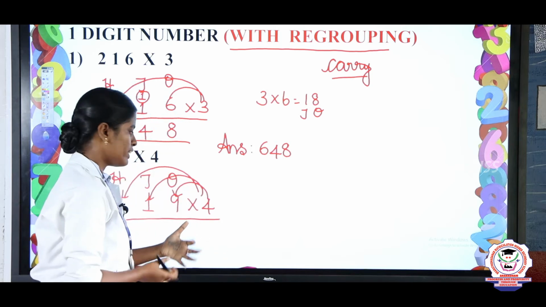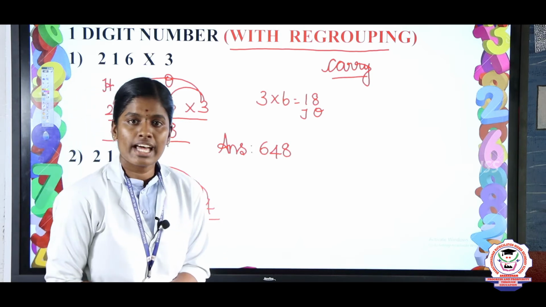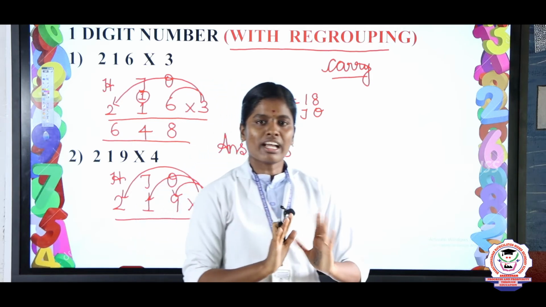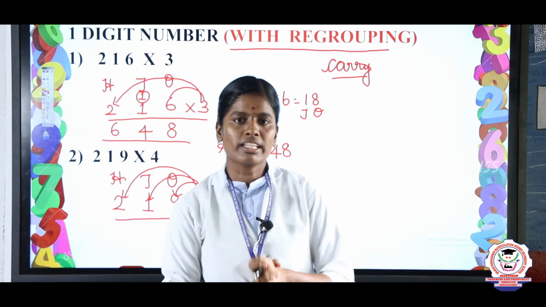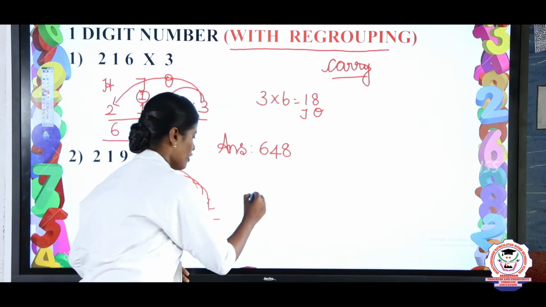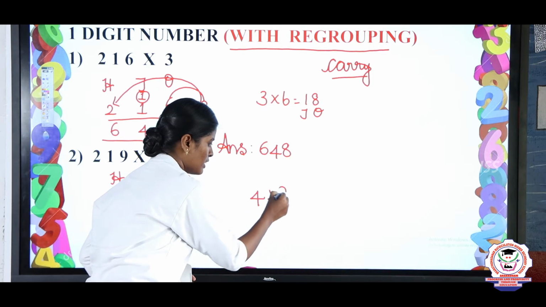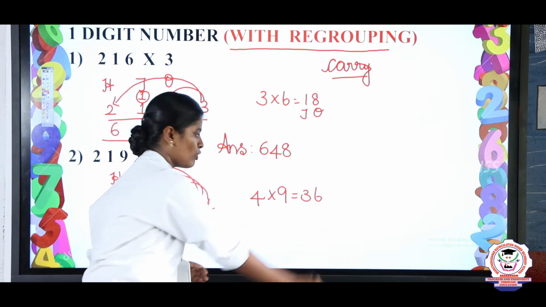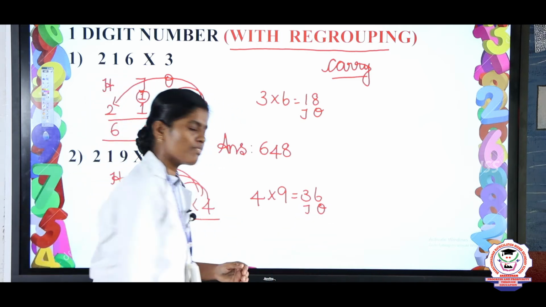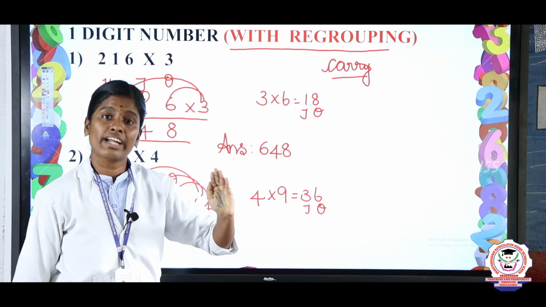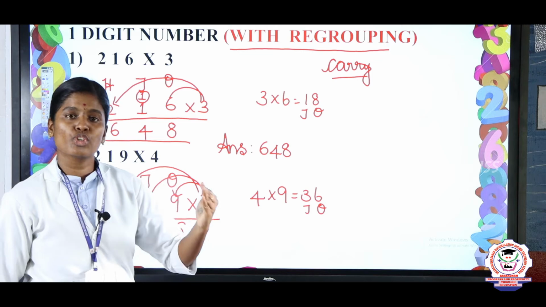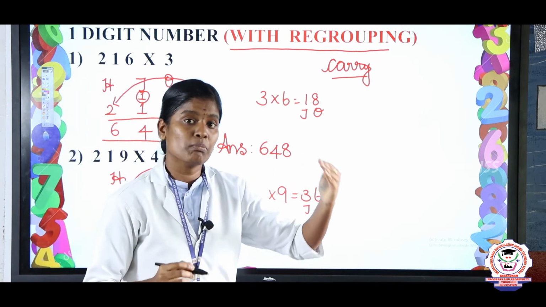So the first one, we will take 4 nines are. What is the answer, Naveen? Very good. 4 nines are 36. That is 4 times 9 or 9 times 4. This is the ones place value and this is the tens place value. So you should write the ones place value under the ones column, and carry the tens place value over to the carry place.